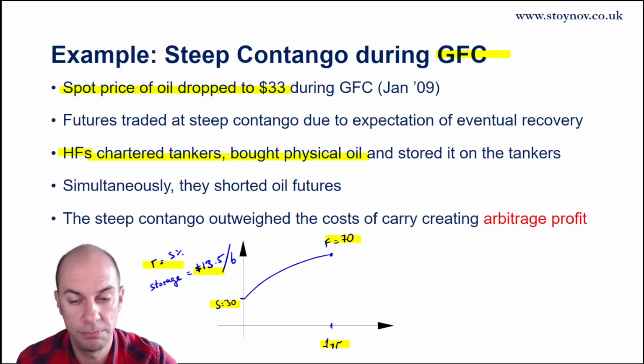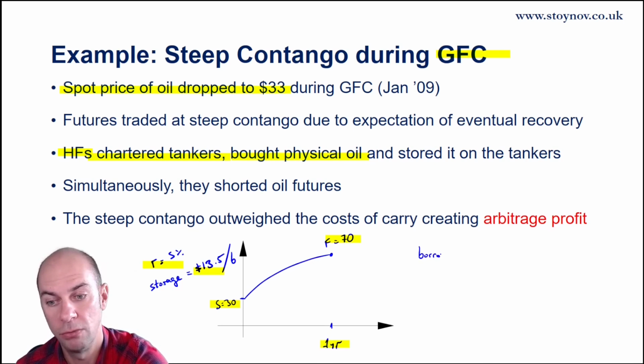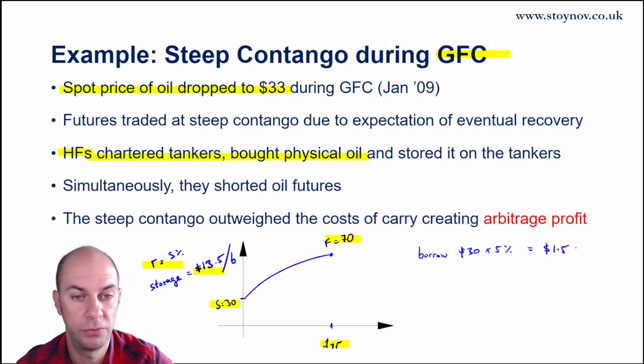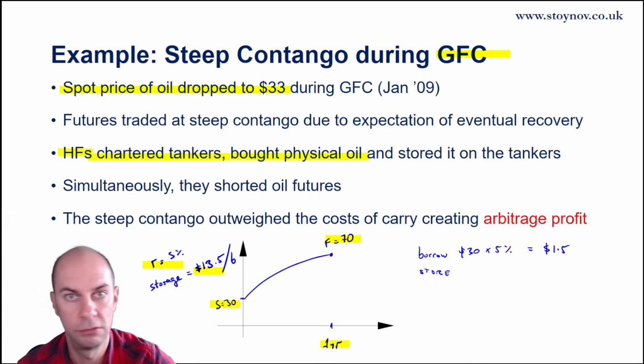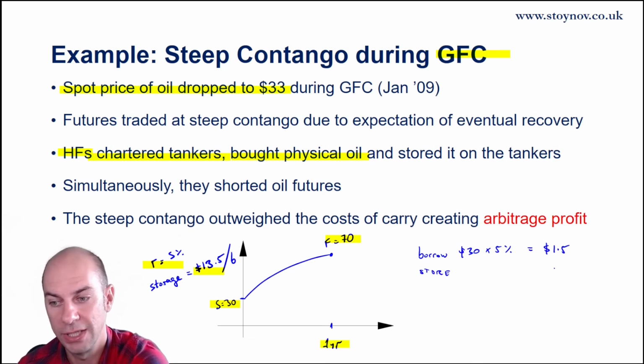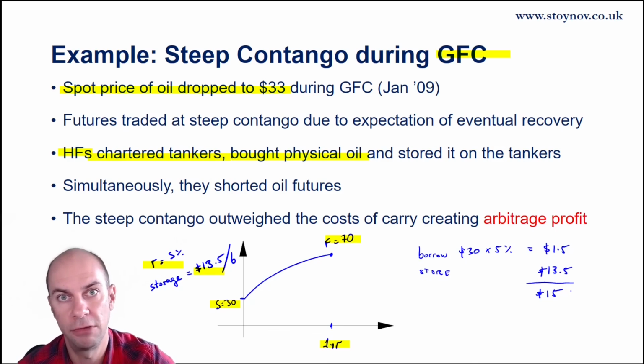We're going to do the calculation per barrel of oil. So remember, a barrel of oil costs $30 today, but we're going to engage in arbitrage. We don't have the money. So we're going to have to borrow $30. So borrow $30 at 5% for 1 year. That's $1.5 per barrel that we need to pay in the future. Also, we need to store the oil. So we're going to rent the tanker. We're going to stick the barrels of oil on the tanker for 1 year. That's going to cost us $13.5 per barrel. So the total cost will be $15 per barrel for 1 year.